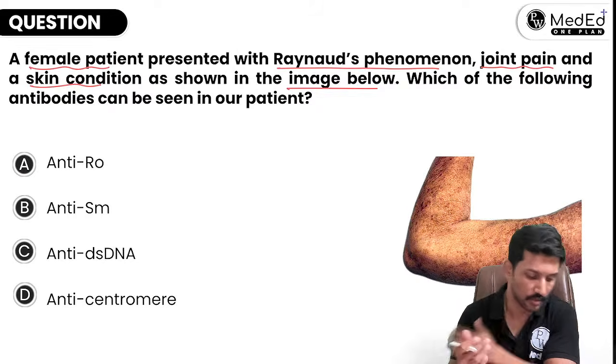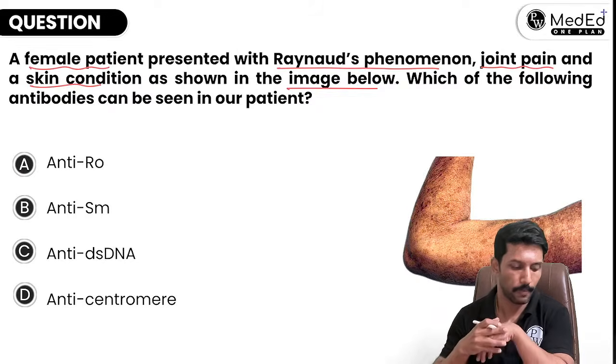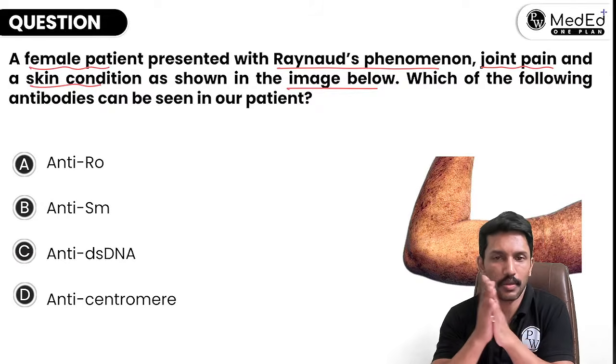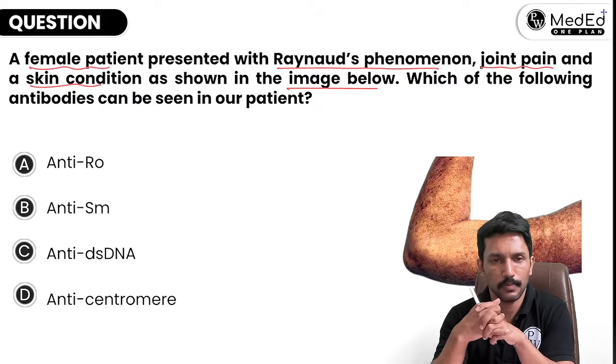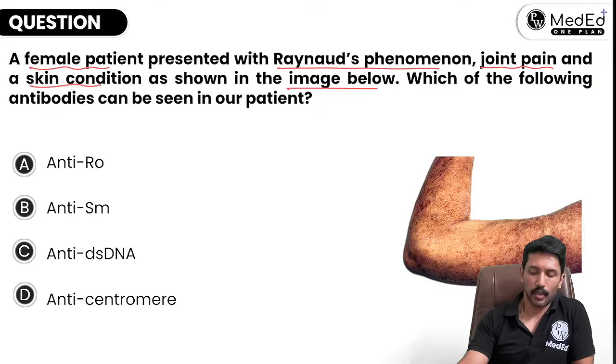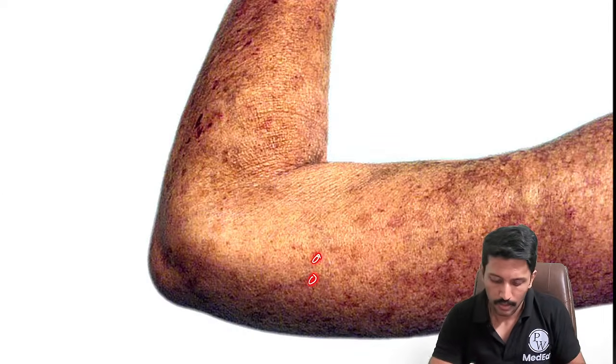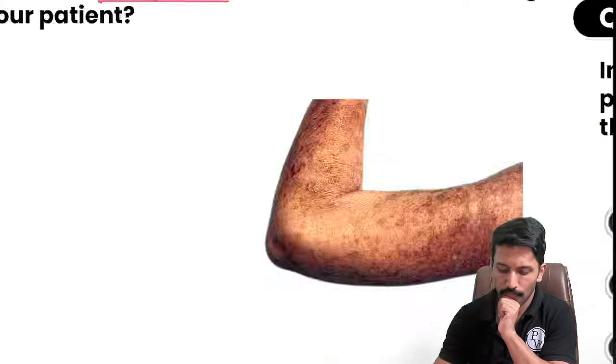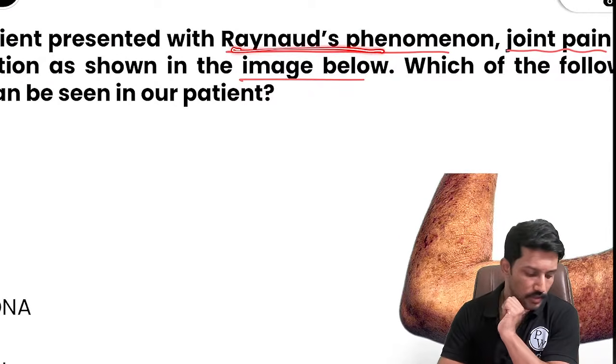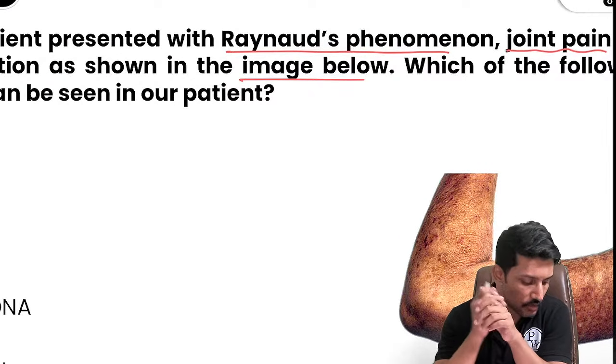So what do you think this question is talking about? There are some pigmentary changes in the skin, if you can see. Some red lesions are there. What are these lesions? And there is Raynaud's phenomenon. So what disease actually comes to your mind when you think about Raynaud's phenomenon?